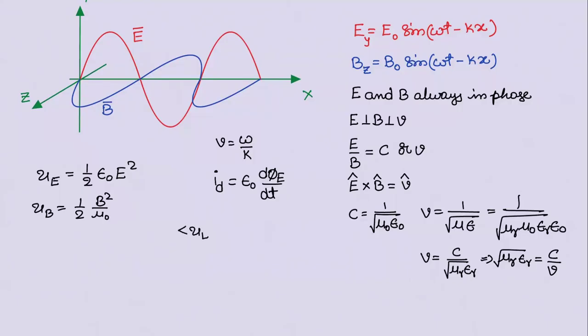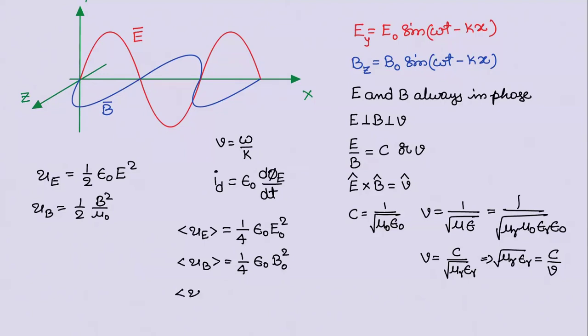Average energy density in the electric field in an electromagnetic wave will be 1 by 4 epsilon naught E naught square, where E naught is the peak value. Similarly, average energy density in the magnetic field is equal to 1 by 4 B naught square by mu naught. And the final point I would like to tell you is that the energy associated with the electric field and the magnetic field must be the same.